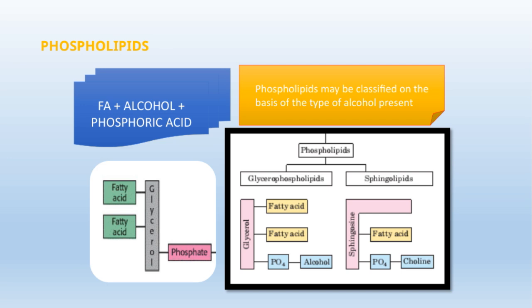This classification is important because it influences the properties and functions of these molecules, especially in cell membranes. Different alcohol groups can affect membrane fluidity, signaling, and interactions with other molecules. So, in the context of the overall theme, understanding this classification helps us appreciate how diverse phospholipids are and how their structure relates to their role in maintaining cell integrity and facilitating communication within the body.